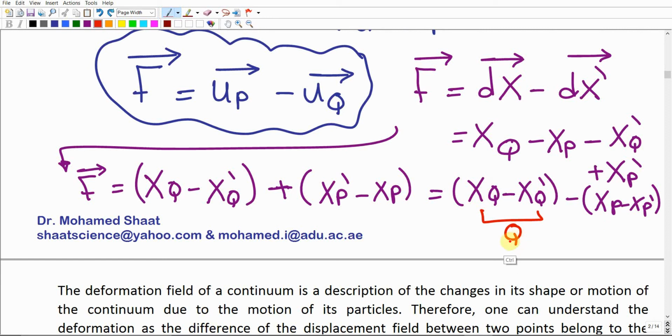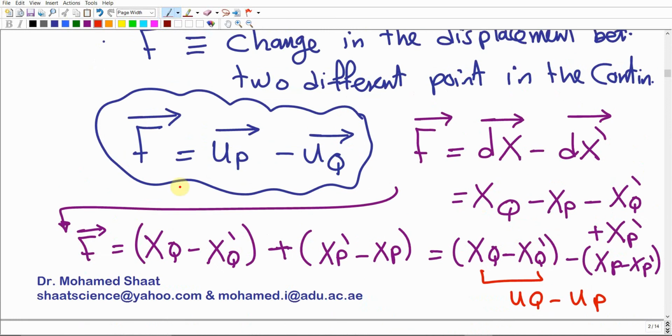So this indicates that this term should be the uq negative the ub. If we change it, you just change the direction of the deformation vector. Like if you said ub negative uq or uq negative ub, these two deformation vectors will be different, but different in one thing. Different in what? Different in the, okay.